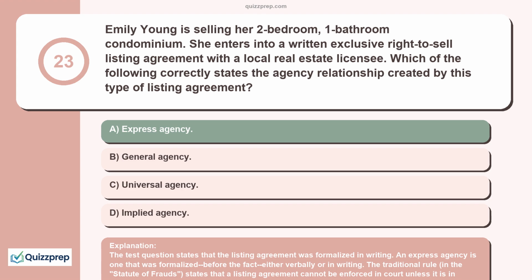B is incorrect. A general agency usually gives the agent a limited ability to bind the principal. Example: a property manager has the ability to find and sign qualified tenants on behalf of the property owner. This is typically used in an ongoing business, where the agent has multiple duties to perform.